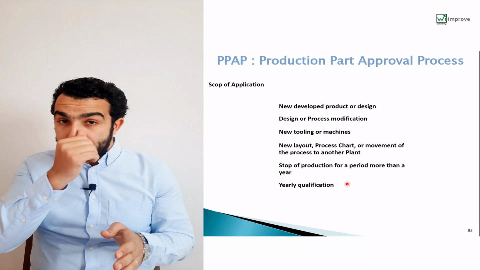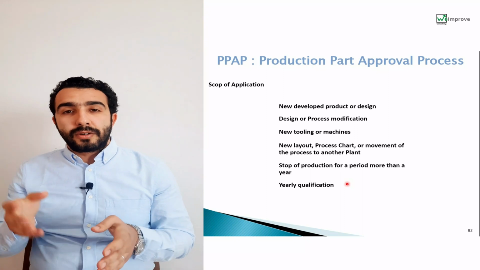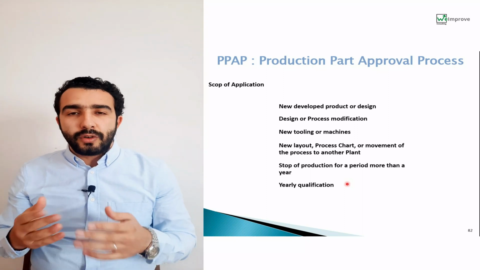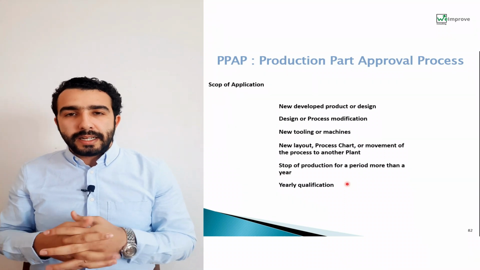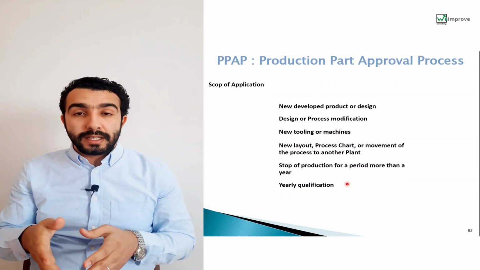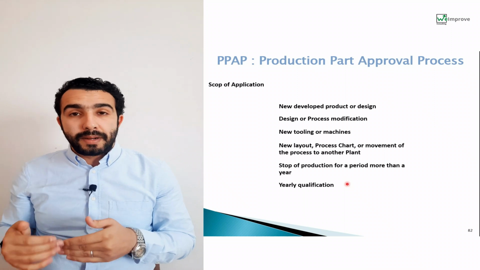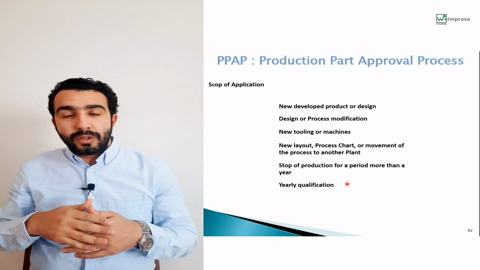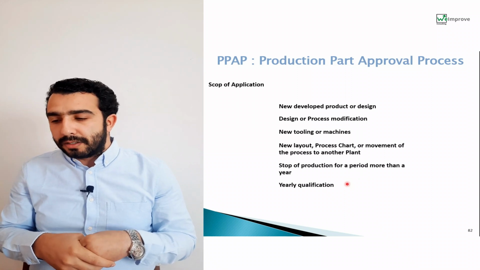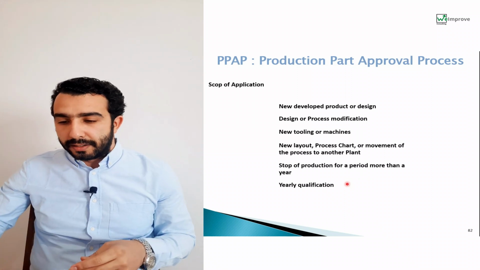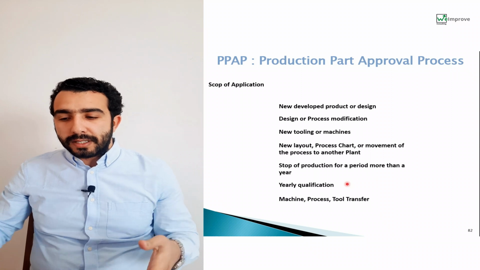So be aware, if the CSRs contain this yearly qualification, you have to be prepared, and every year submit a new PPAP submission to your customer. Otherwise, you cannot ship the parts, because the previous PPAP has already expired. So also the machine, process, tool transfer.